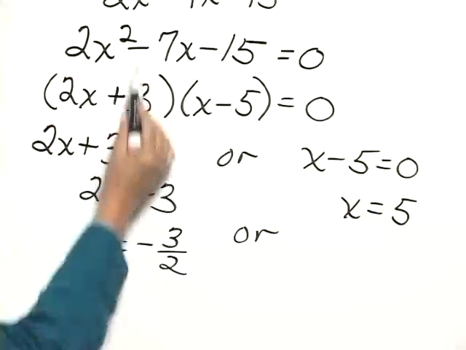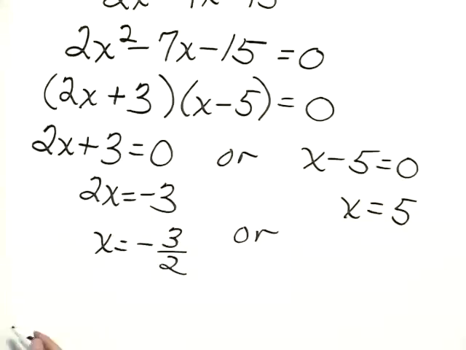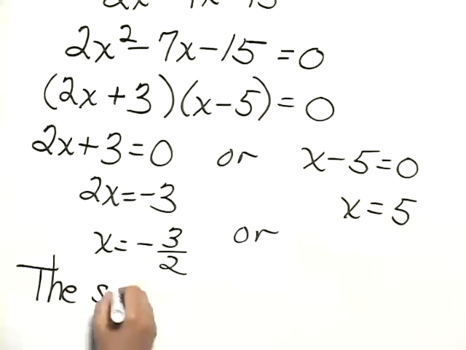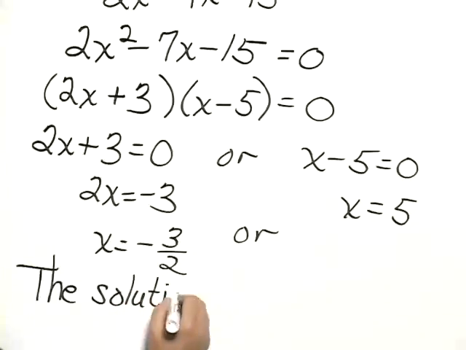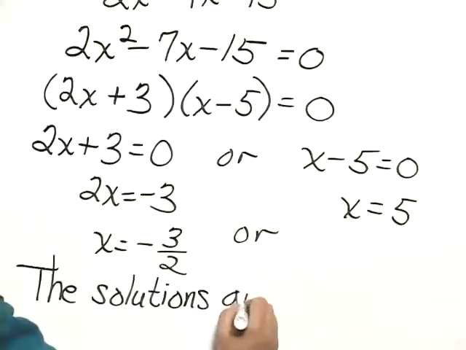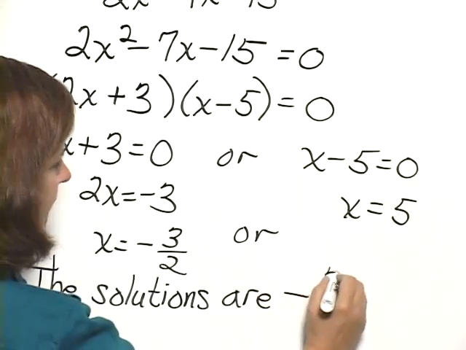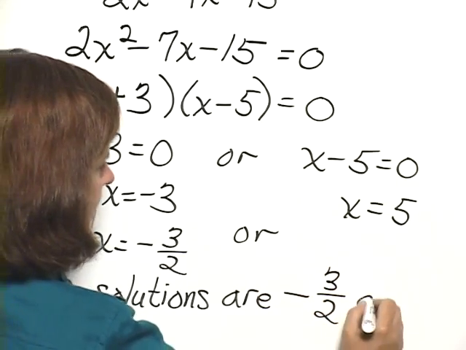Again, if we checked each of these in the original equation, they would check. So we could say that the solutions are negative 3/2 and 5.